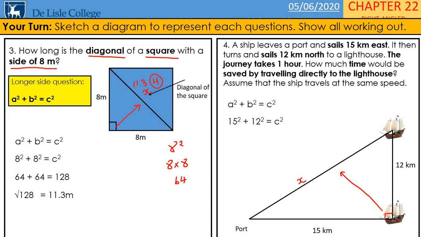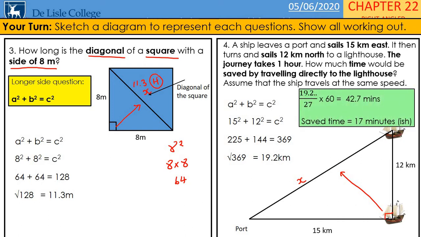We know we're finding the longer side, so we've got 15 squared plus 12 squared, and there's our addition. We get 369. Square root of 369 is 19.2 kilometres, although you get a longer number than that. In fact, I'll just check whilst we're doing it. You get 19.209... Don't delete that, leave it on your calculator, because now we've got to find out the amount of time it takes.